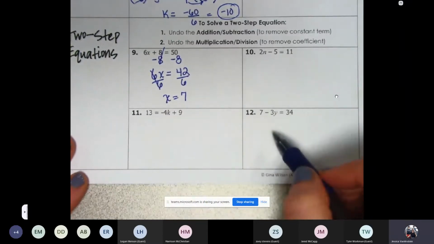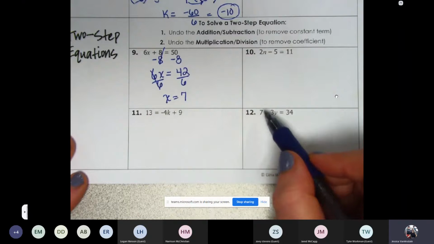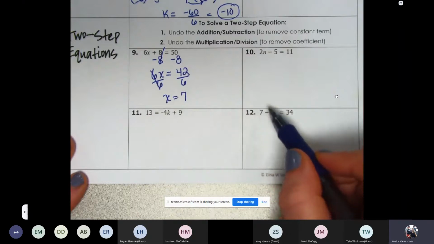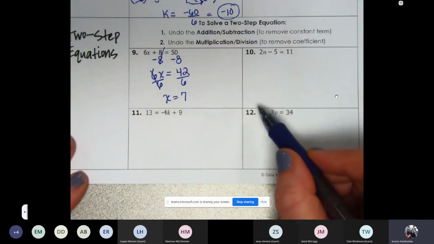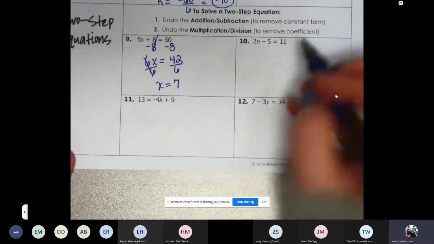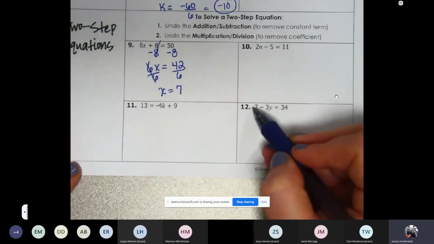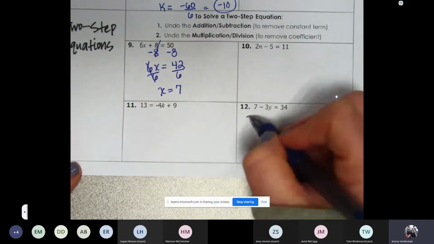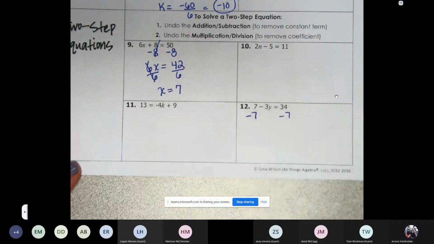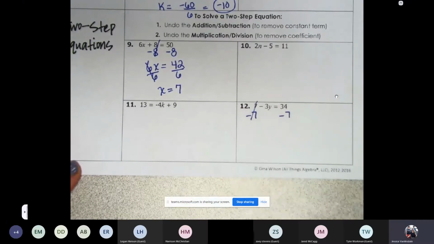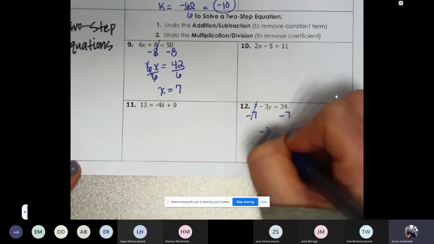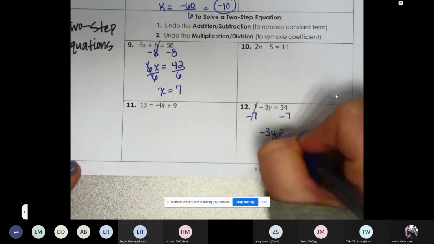Let's do number 12. Since your constant, or your number that you need to eliminate first, is out here on the end with no sign, we realize we're on to number 12 now. You know that when you have 7 out here hanging out by itself, there's no sign here, there's no positive or negative. But it's understood to be positive when there's no sign there. So to undo the 7, we need to subtract 7 from both sides like this. That will cancel, and you're left with -3y equals 27.